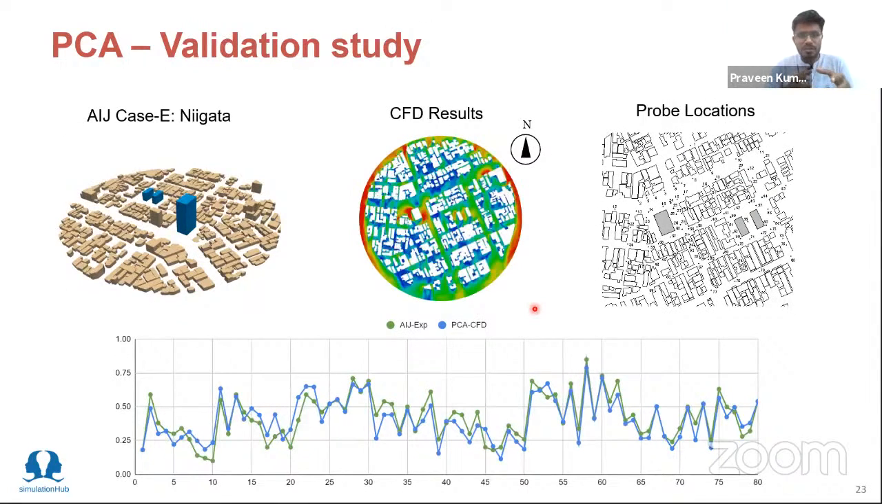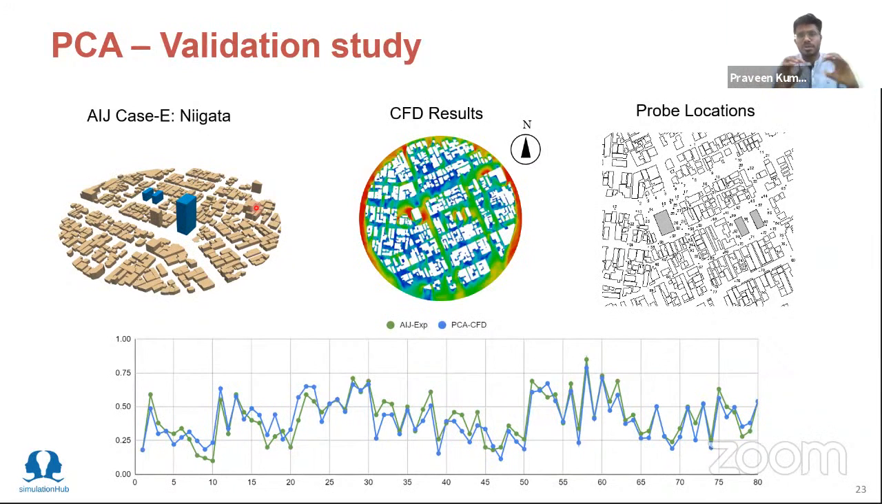So we have validated the app methodology using a test case mentioned in the Architectural Institute of Japan. This case is case E, a building from Nagata. The building of interest, highlighted in blue, is 60 meters tall.